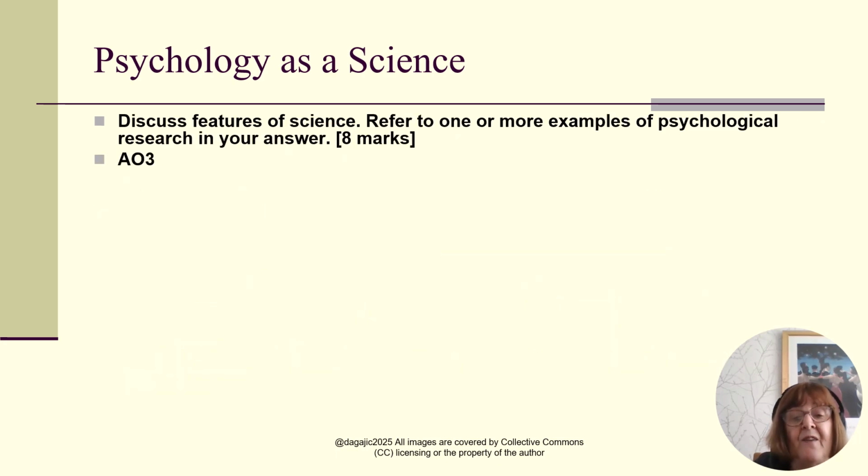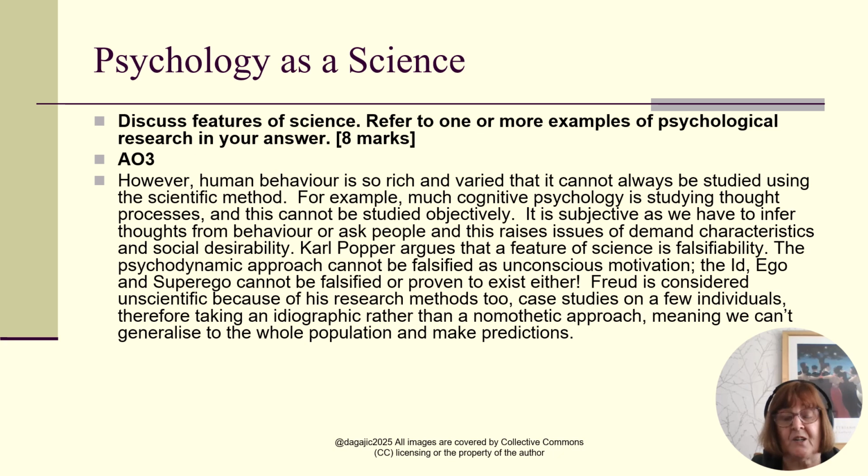Our next evaluation point is going to be why psychology might not be a science. So, however, because we're putting the opposite side of the argument, human behaviour is so rich and varied that it cannot always be studied using the scientific method. For example, much cognitive psychology is studying thought processes, and this cannot be studied objectively. It's subjective, and we have to infer thoughts from behaviour or ask people, and this raises issues of demand characteristics and social desirability. I've also used a second example here, so you could choose which one you wanted to use.